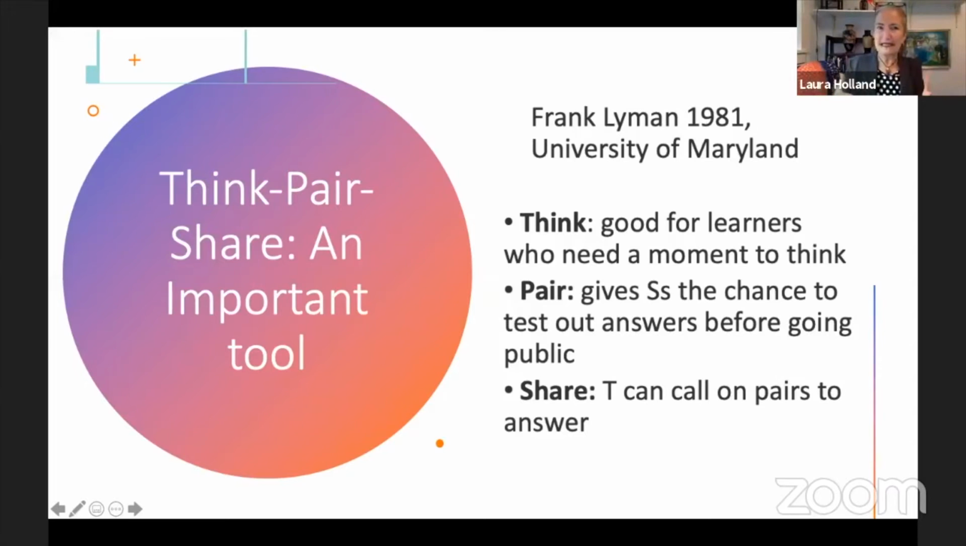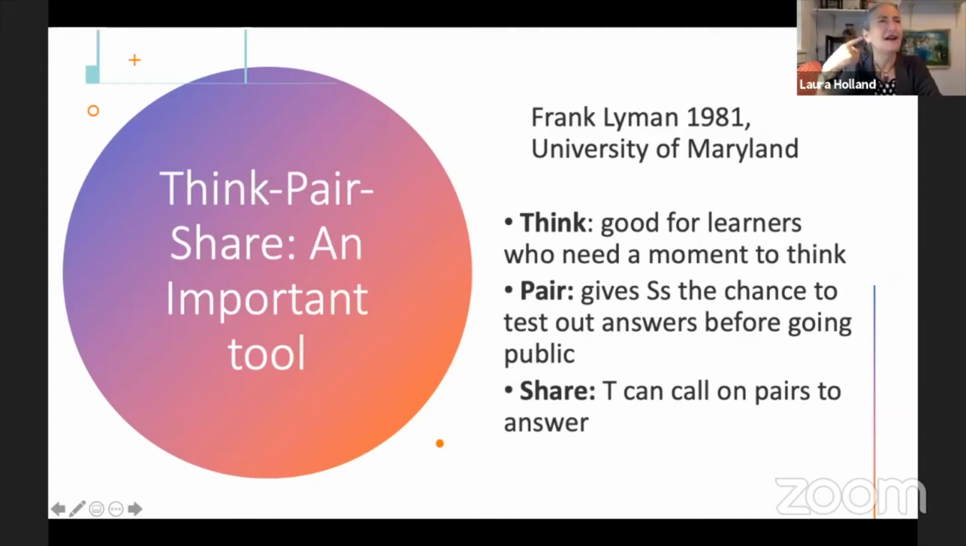So I started building in some time to think and then some time to talk to each other, because I realized some students are very shy and don't want to raise their hand because maybe they've got the right answer, maybe they don't. And maybe they're feeling like, my heart is beating too hard. I won't be able to hear, I won't have the right answer. So I started thinking, let's give them some time to think, talk with each other, and then share it to the whole class.